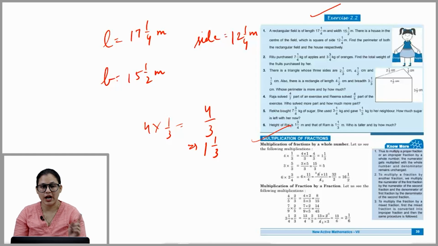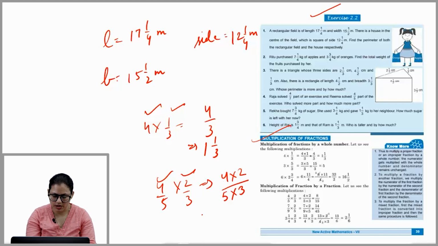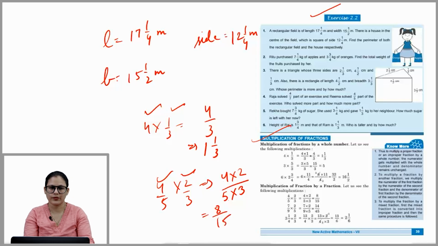Next, multiplication of a fraction by a fraction. Let us see the following example: 4 by 5. Here we were multiplying a whole number by a fractional number. Now we will multiply a fraction by a fraction. 4 by 5 into 2 by 3. So what will you do? You will multiply the numerators and the denominators. 4 2s are 8 and 5 3s are 15.